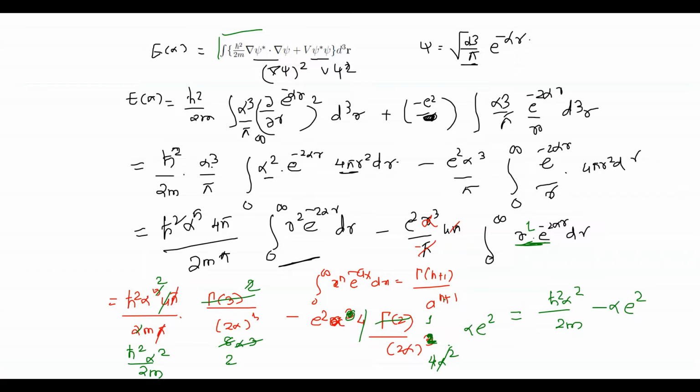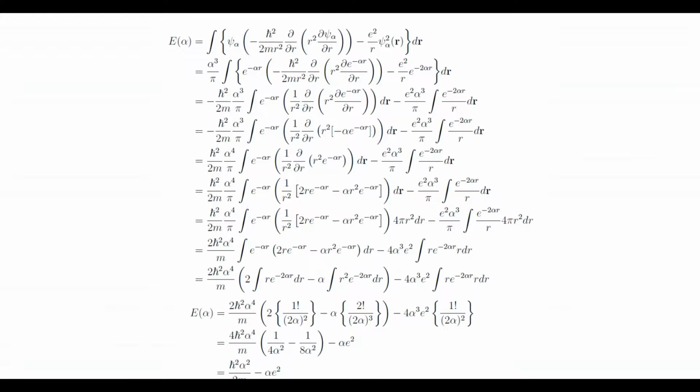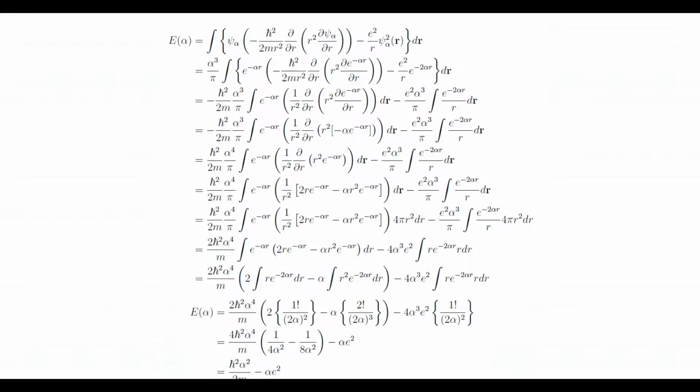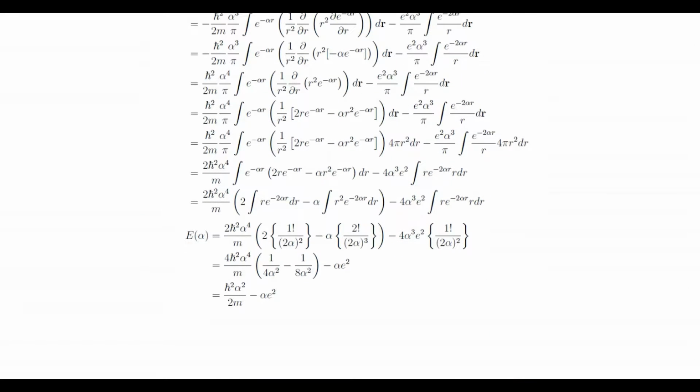If you are wondering, since we know that this trial wave function is continuous for first derivative as well as second derivative, we can use the original formula for Hamiltonian and also get the same result. That same thing is done over here. We use the del 2 function and obtain the same result at the end. As you can see, we obtain the same result, h bar square alpha square by 2m minus alpha E square. Same we obtained. Okay, so we obtained E of alpha.